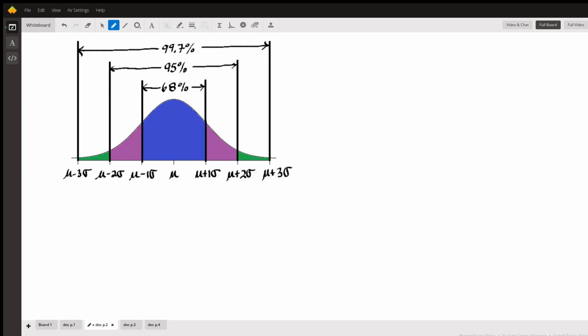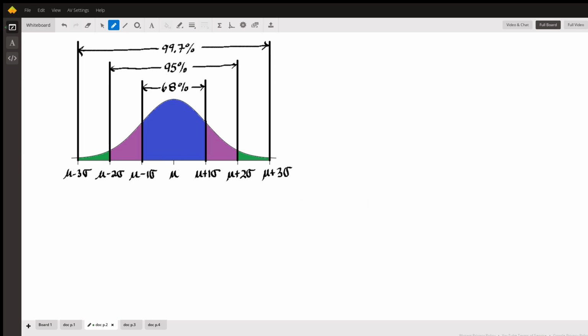So first, let's look at what we mean by the empirical rule. The empirical rule simply tells us that when we have a normal distribution, and whenever you see the term bell-shaped curve, that implies a normal distribution, about 68% of all the values in that distribution will be within one standard deviation of the mean. In other words, here in this middle blue area.